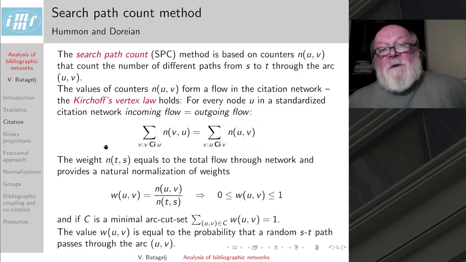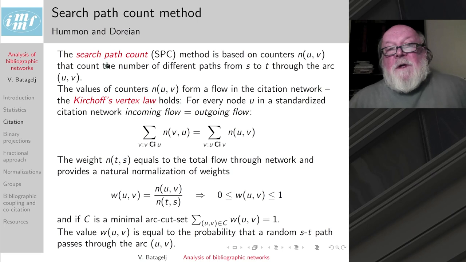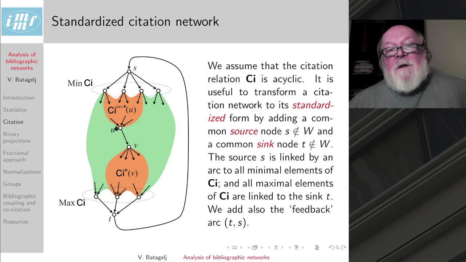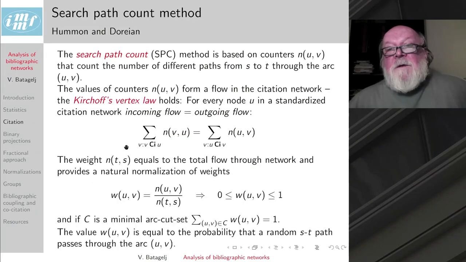And for citation networks, Hummon and Doreian proposed the so-called SPC count, search path count. This means that to each link, to each arc, they assigned a number counting how many different paths from S to T are passing through the selected link UV. And what's interesting is that for these counters, we can prove that they satisfy the so-called Kirchhoff vertex law, saying that incoming flow equals outgoing flow.